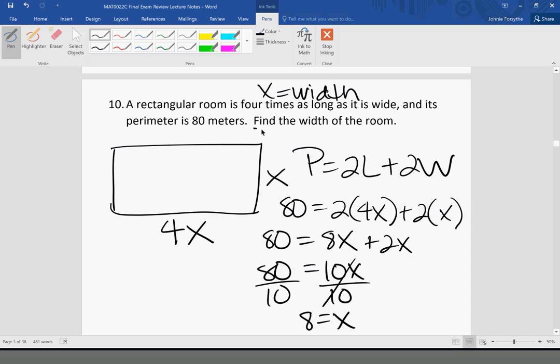And so it's asking for the width of the room. And remember we said that x equals the width, so the width will be 8 meters. It will be 8 meters.